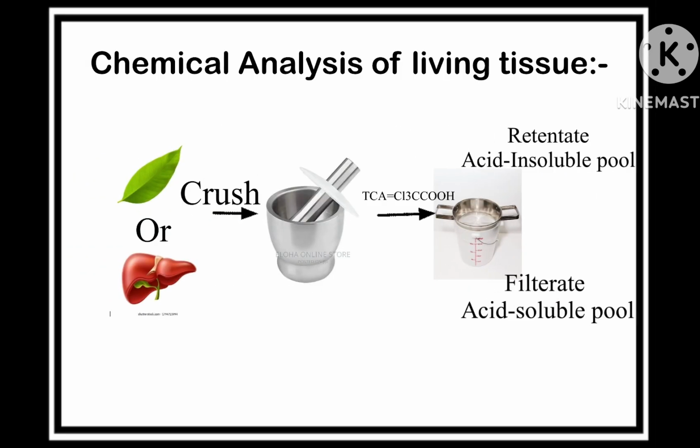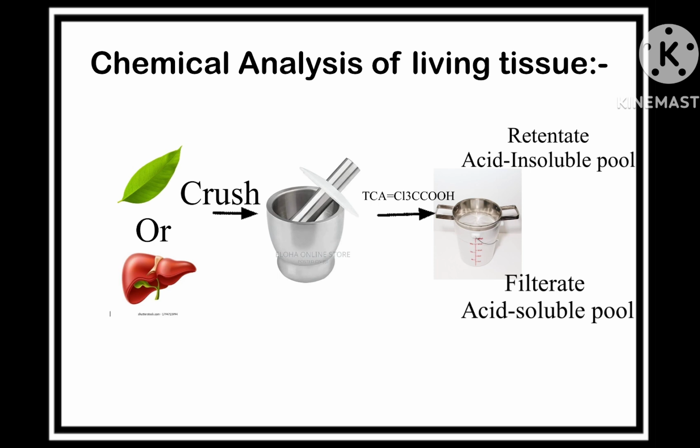Now we'll perform a chemical analysis of organic compounds, where we'll take a living tissue, maybe a leaf or a piece of liver. We'll grind it in a mortar and pestle with the help of trichloroacetic acid. We'll obtain a thick slurry. Now we'll strain it through a cheesecloth or a muslin cloth. Then we'll obtain two fractions. One is called the filtrate, or more technically the acid soluble pool, and the other is the retentate, which is the acid insoluble pool.